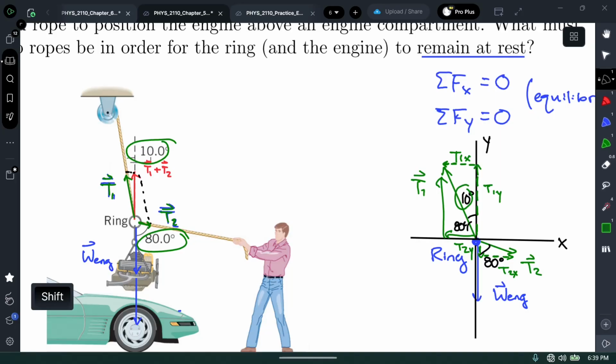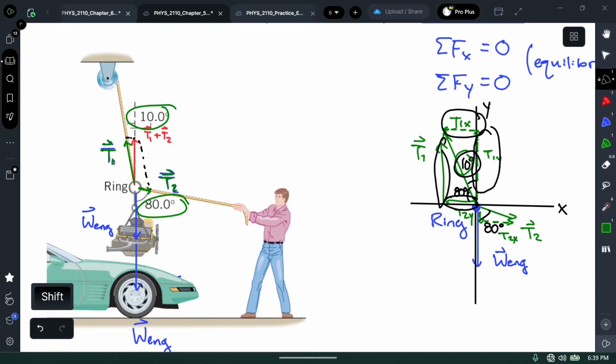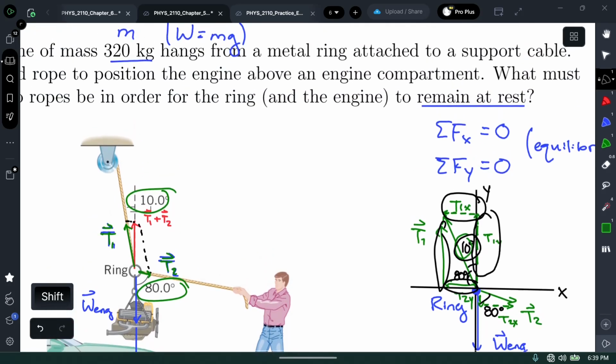This is 80 degrees. In which case, the x component I would use cosine for, because it's adjacent. The y component I would use sine for, because it's opposite the 80-degree angle. But when I did it this first time in class, I used the 10-degree angle, in which case the x component I used sine, because it's opposite 10, and the y component I used cosine, because it's adjacent to that 10-degree angle.